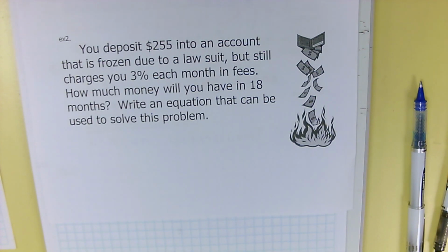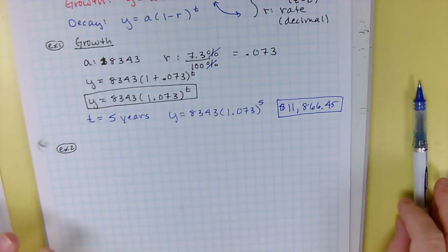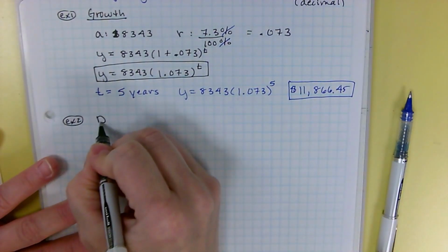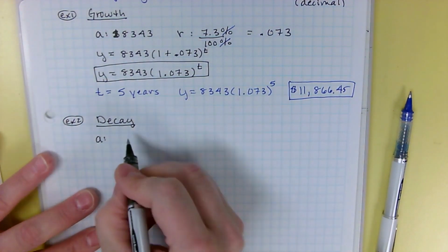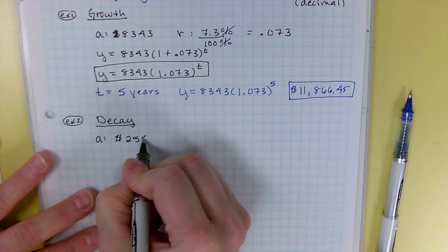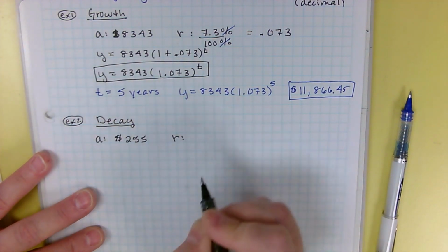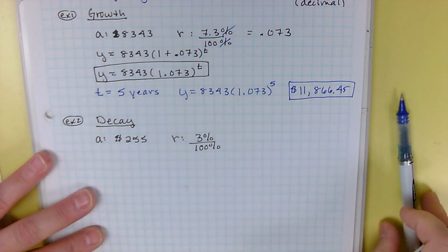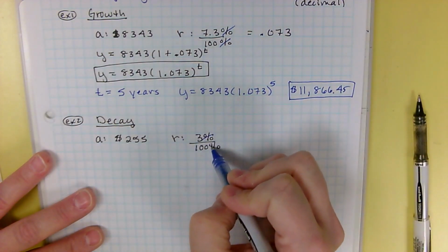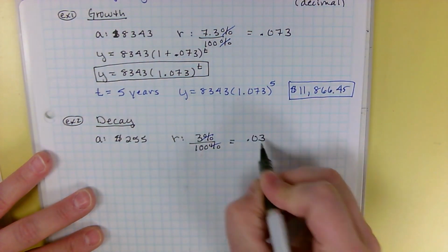It's decay, yeah, because you're losing money with those fees and you can't put anything in. Okay, so this is decay. Our initial value was $255, so that's our A. And then the rate is 3% in fees. So to calculate the rate, we take 3% divided by 100%. The percents cancel out, and I have 3 divided by 100, which is 0.03.